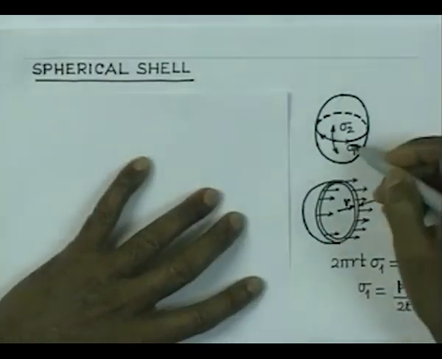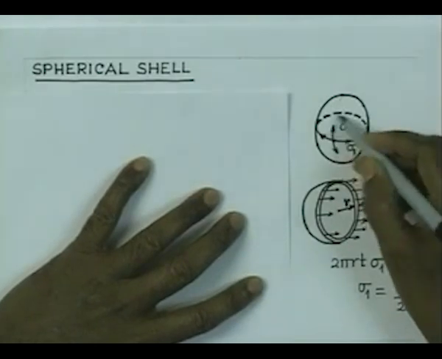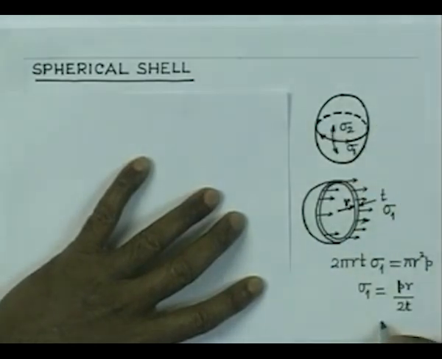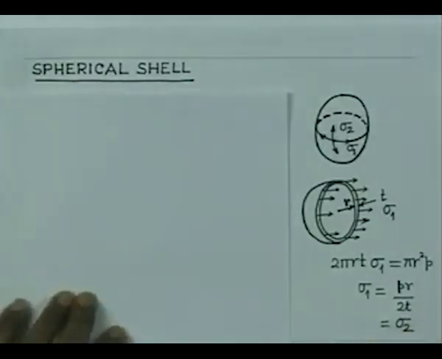Similarly, if you are interested in calculating the stress sigma 2, you take a horizontal section and it will come out to be the same. So, in the spherical cell you have both the hoop stress and the axial stress of the same magnitude, and that is the least stress that can happen.